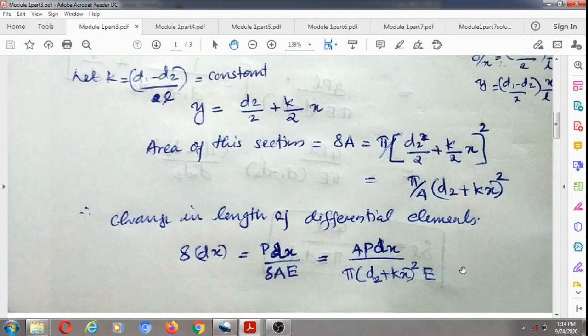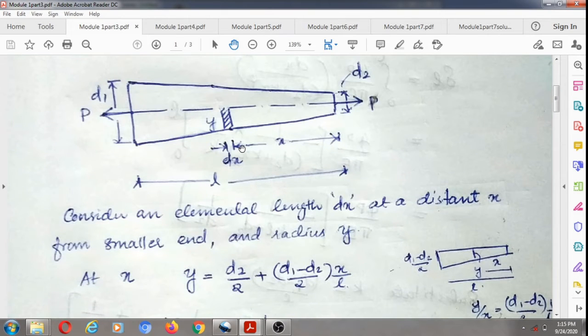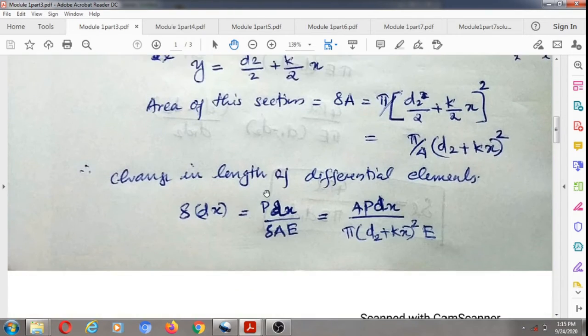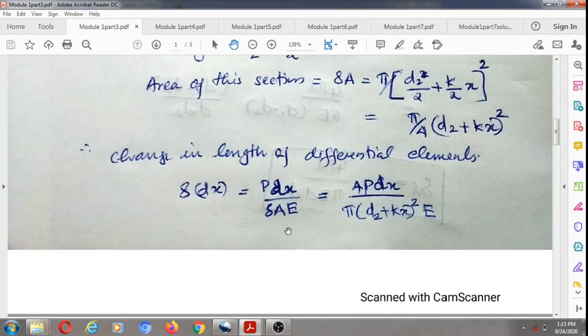Then the next step is to find the change in length of that differential element, where dx is the small length. Due to the external load the length will increase, and that small increment of this length will be delta dx. You have to find that delta dx using our stress-strain relationship, that is PL divided by AE, where P is the external load, which is given, dx is the elemental length, and A is the area of that elemental length.